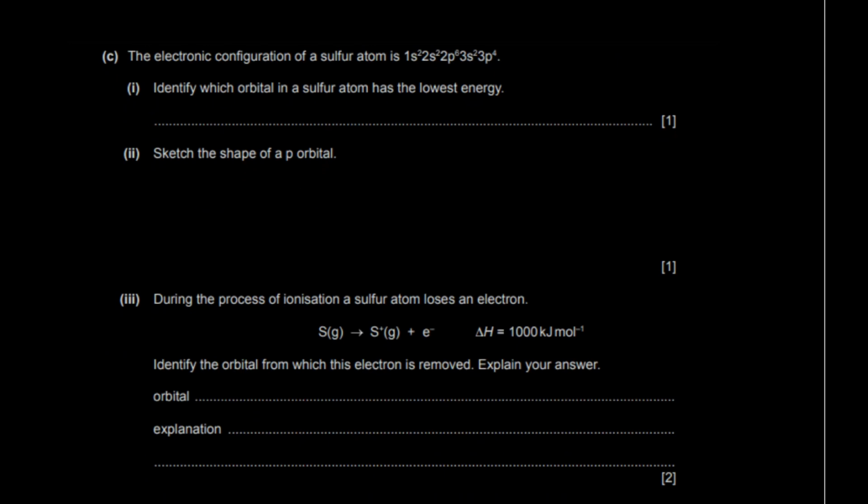The electronic configuration of sulfur in an atom is given. Identify which orbital in a sulfur atom has the lowest energy. Which orbital has the lowest energy? If you just say the s orbital, that's wrong. Which orbital? Is it the 1s, the 2s, the 3s? It's the 1s. That has the lowest energy. So when it talks about orbital, you talk about the orbital.